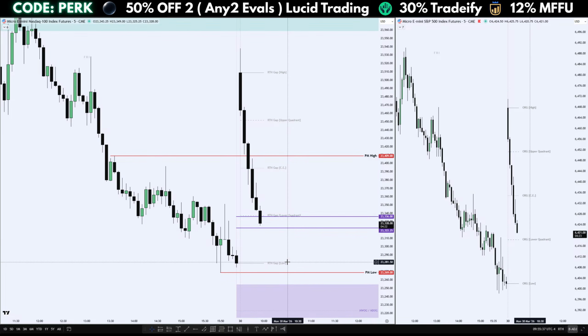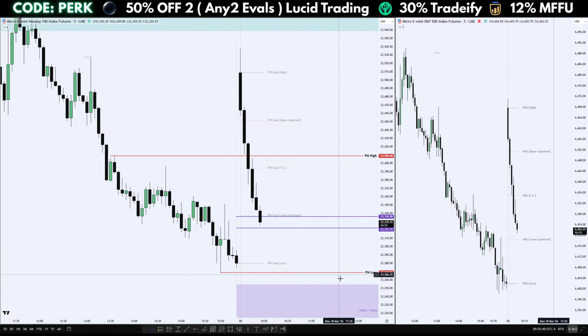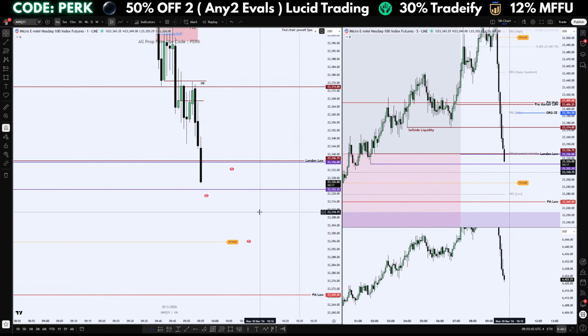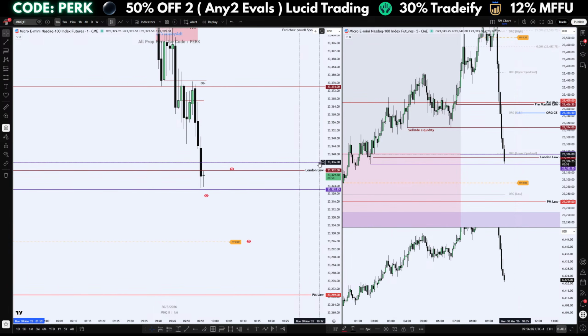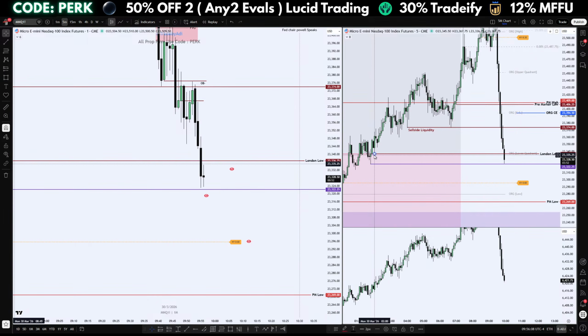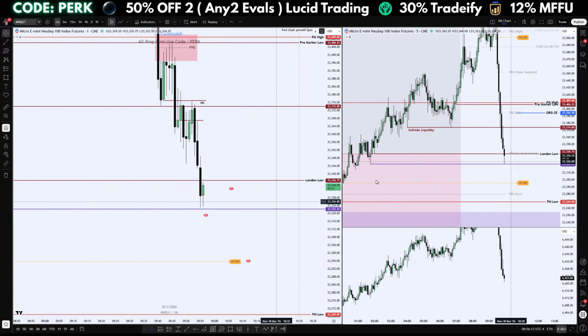By looking at the RTH chart, most likely we are going to take out the PM session low also. We have taken out the London low, okay? And I'm going to remove this purple line and take out this low. This is the 2 o'clock low, and the purple one is the first low in a dealing range.